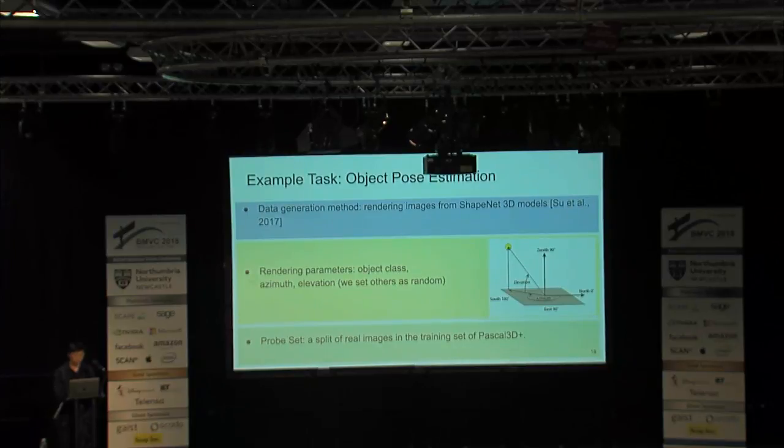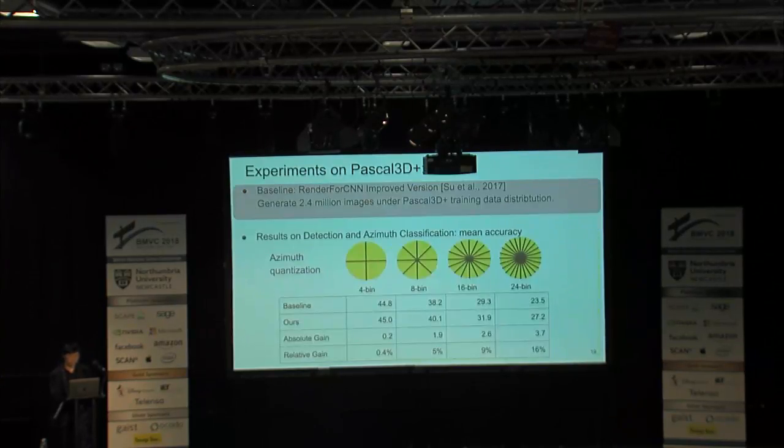Another task we perform is object pose estimation, where we render images from ShapeNet 3D models. The render process is the same as Render for CNN by Su 2017, and the parameters are object class, azimuth, elevation, and to narrow the search space, we set other parameters as in Render for CNN. And the probe set is a split of real images in the training set of Pascal 3D+.